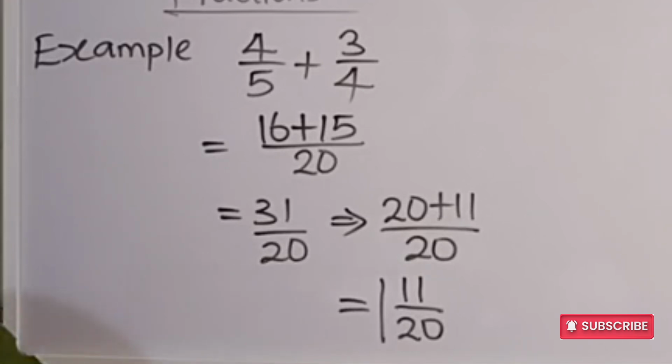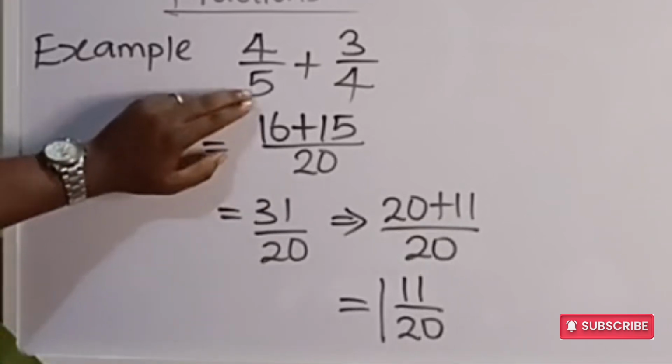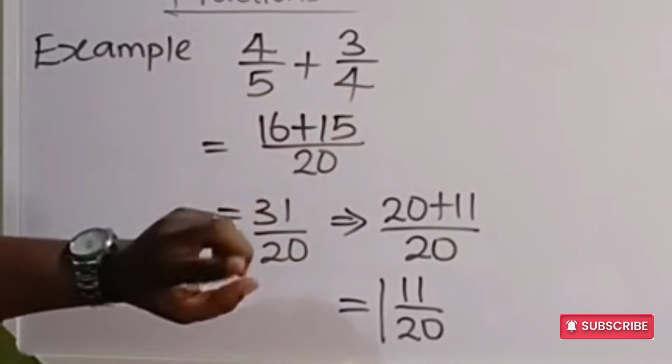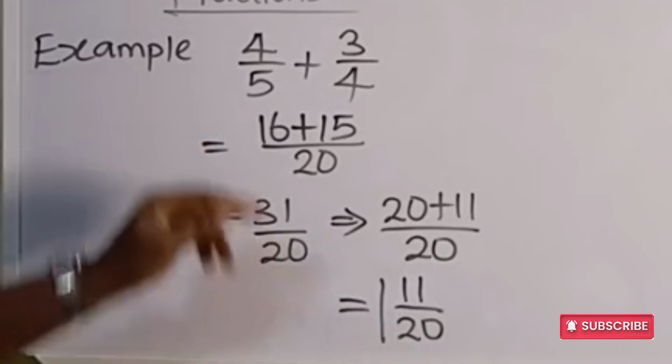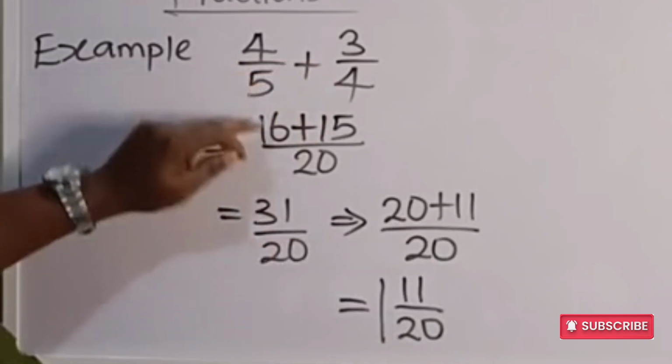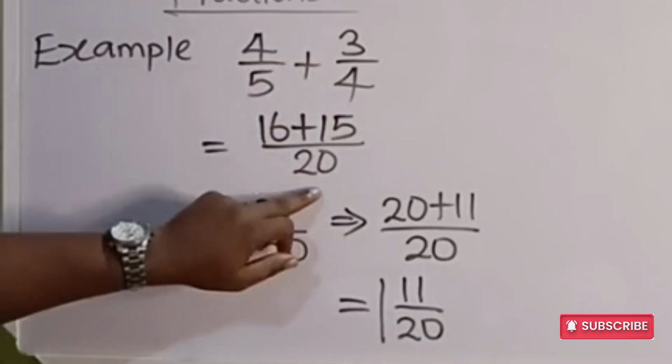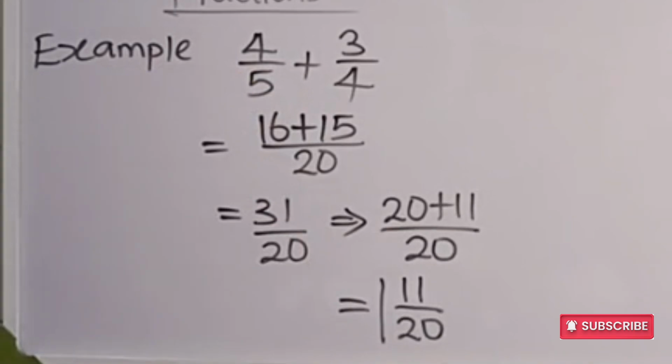Let's look at another example. Remember, in the previous example, the denominators are different, but both denominators are less than 10. Okay, so when the denominators are less than 10, we multiply them together to get the common denominator. Let's see an example where both denominators are more than 10.